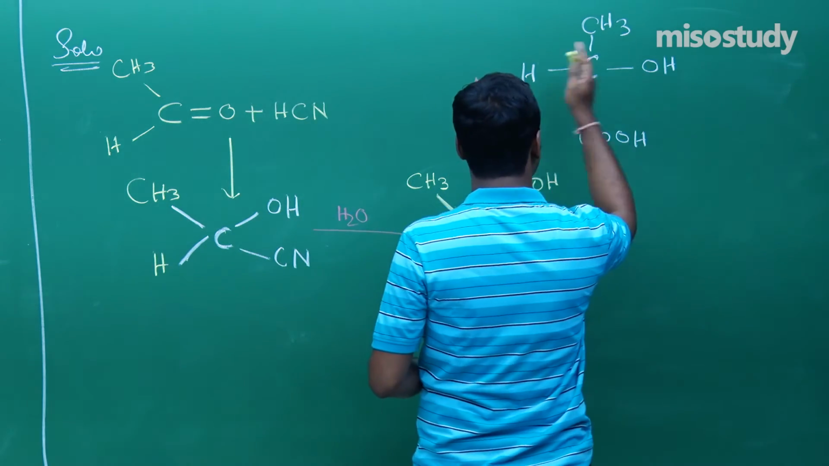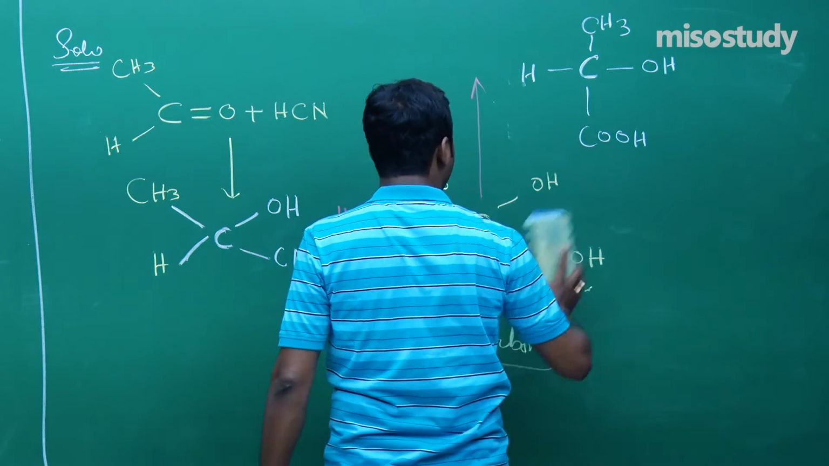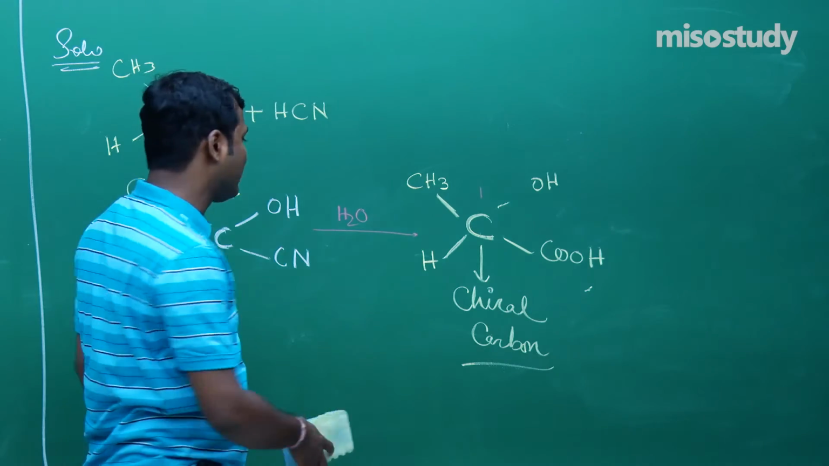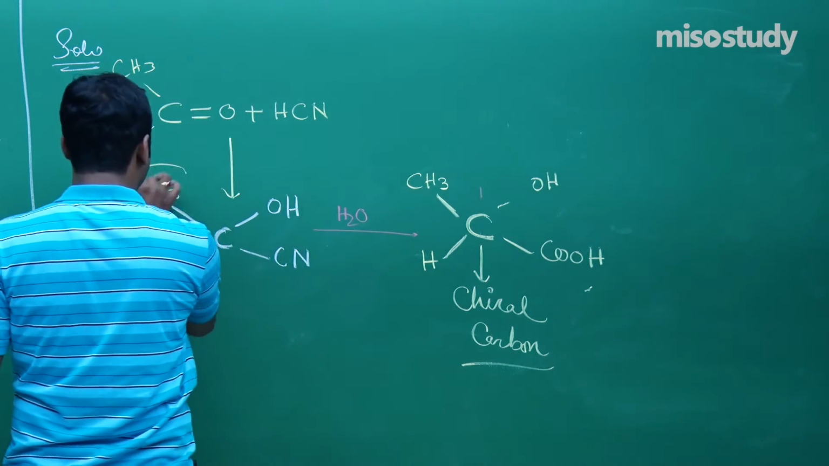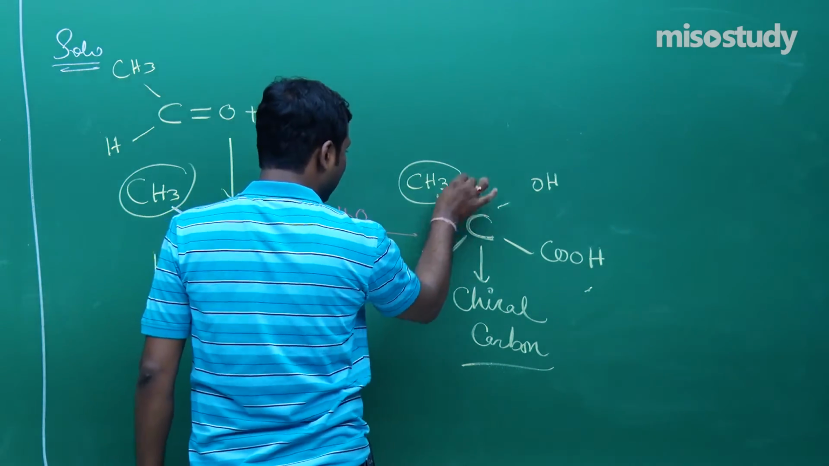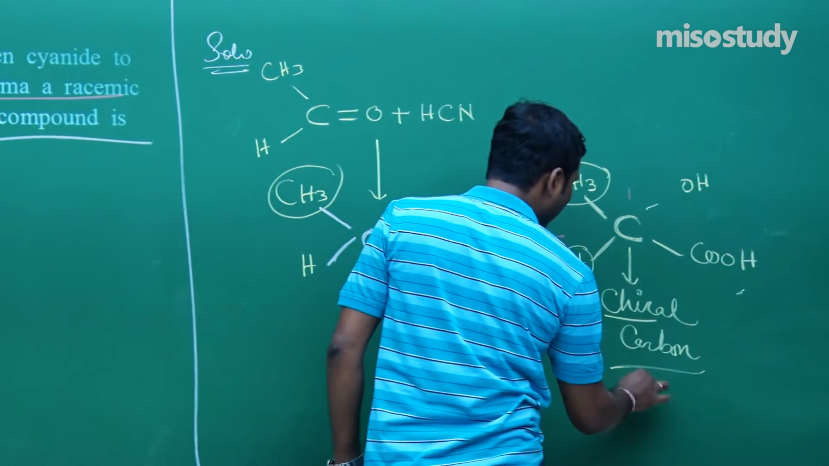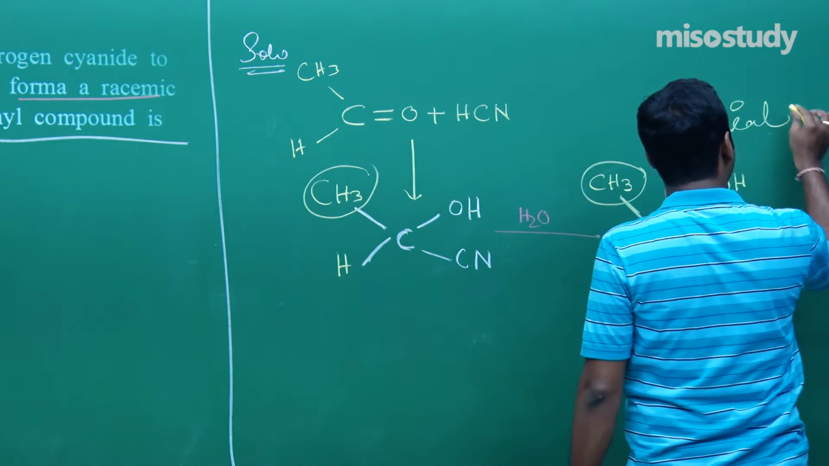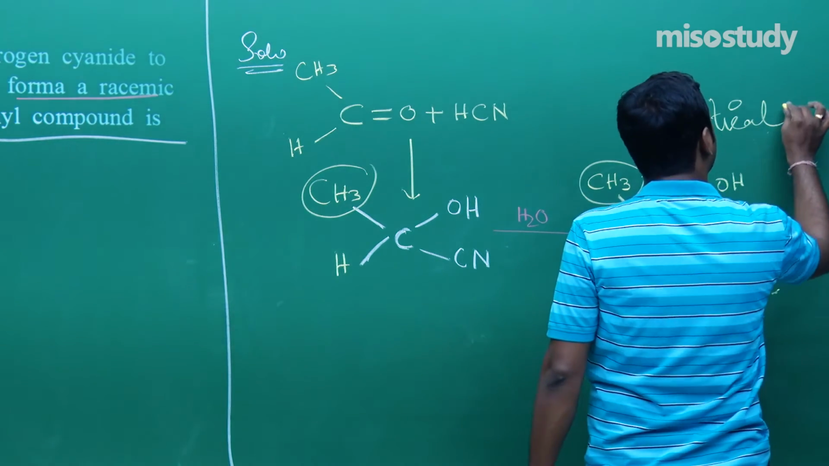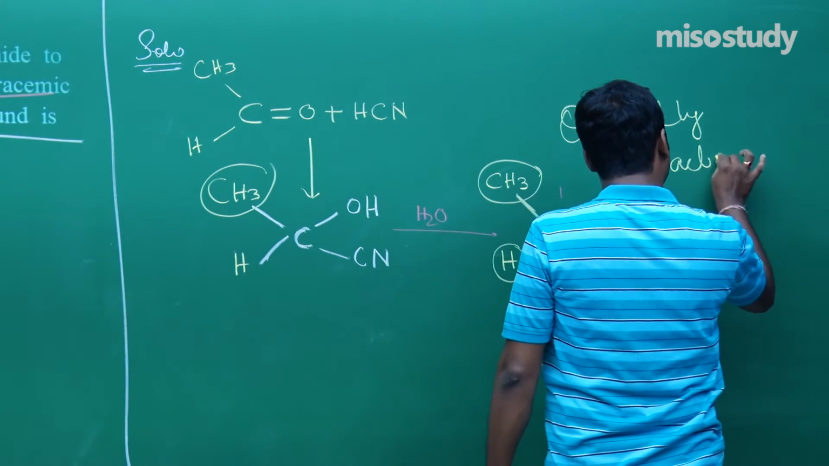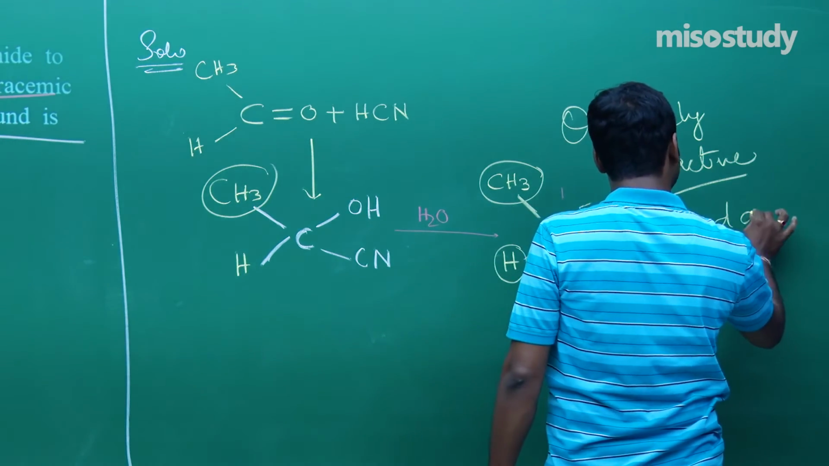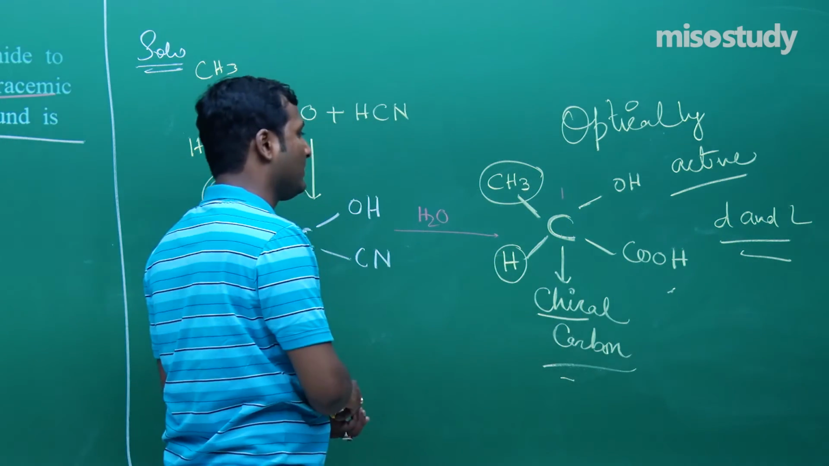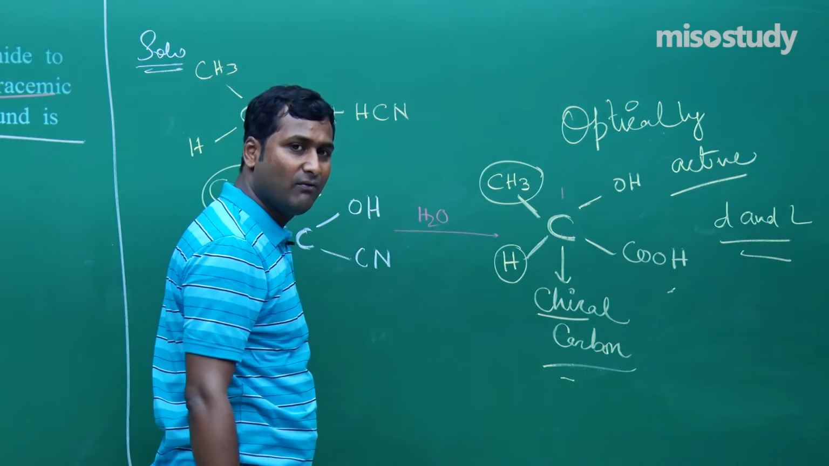And again, if you move this one, it gives you the L form. So we can say that in this case, if there is an asymmetrical position, that is CH3 and H, that is the chiral center, and a chiral center is optically active. Optically active means it forms D and L isomers. Clear to you what I'm telling? It gives you D and L form.